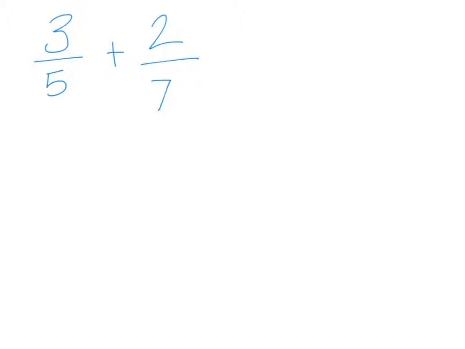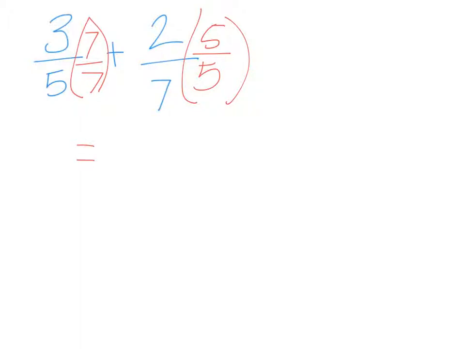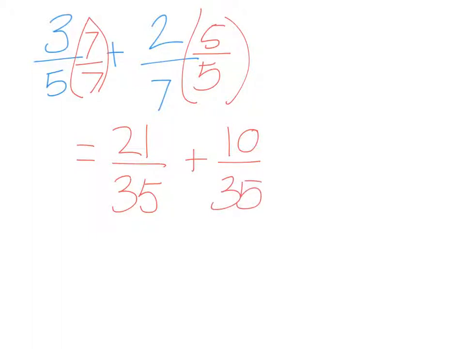So what we are going to do is multiply each of those, top and bottom, so that our bottom fraction is 35. So this one will be multiplied by 7 over 7, and this will be multiplied by 5 over 5, giving us 21 over 35 plus 10 over 35. Now that we have common denominators, all we have to do is add the top. So our final answer will be 31 over 35.